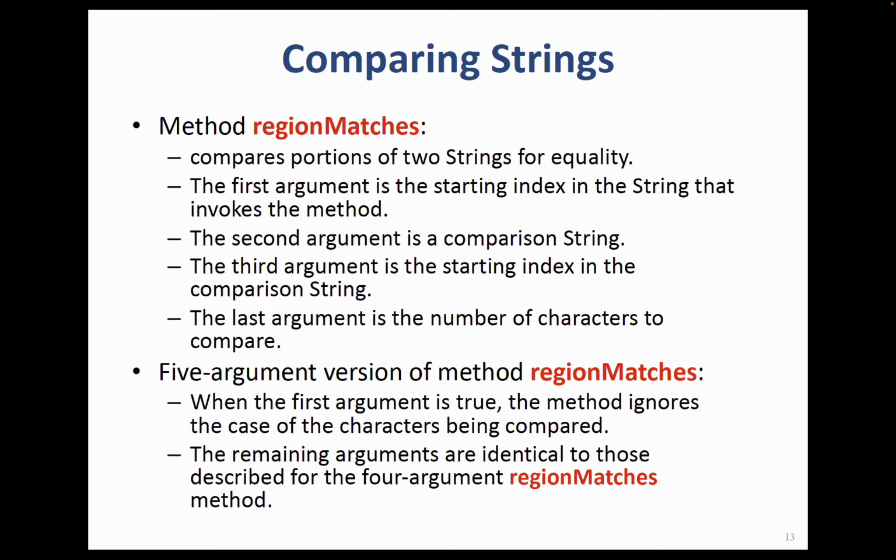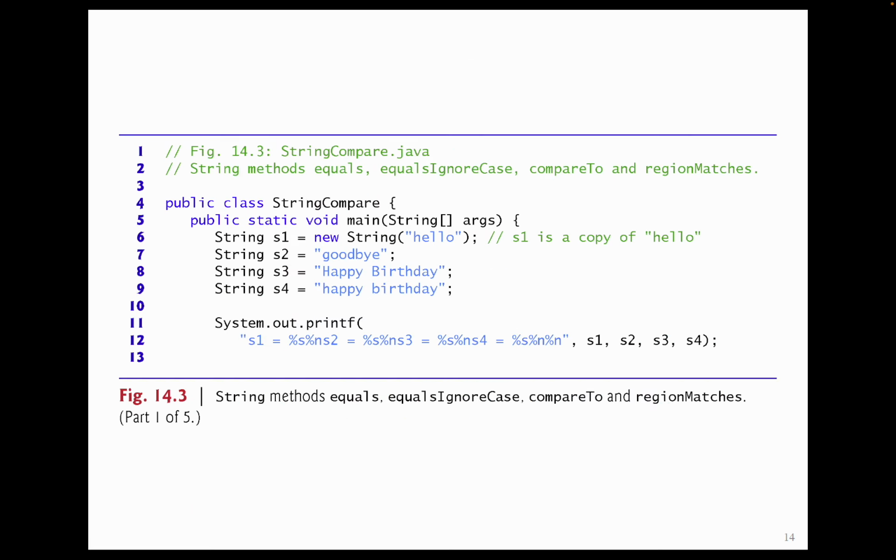Again, I will not go through reading these arguments, I'm not forcing you to memorize them, but the main idea is that if you have two strings and you want to compare only a region of them, like maybe the first 5 letters of this and the last 5 letters of this, are they the same or not? So this is the main idea of regionMatches. So is there a region of that string which is equal to a region in another string? This is what this function does.